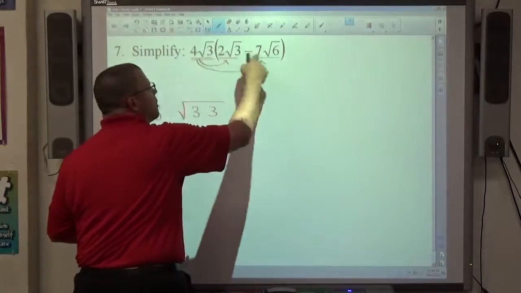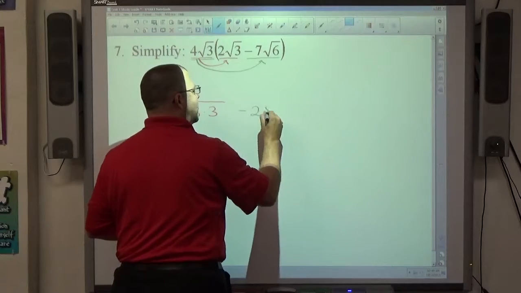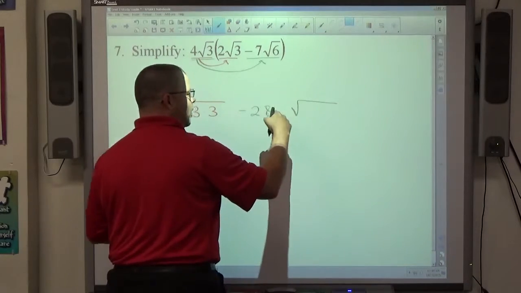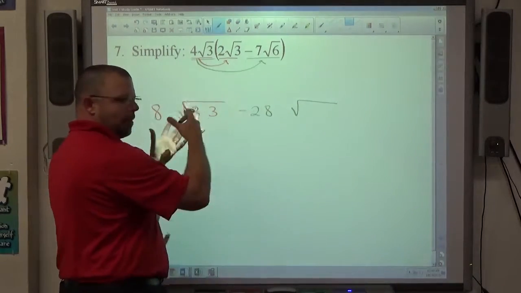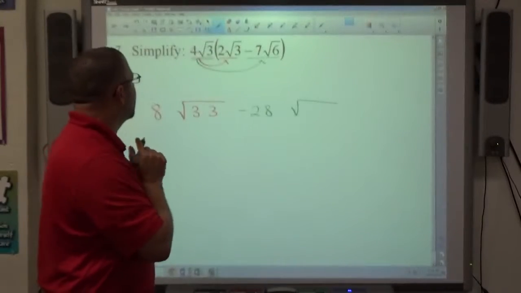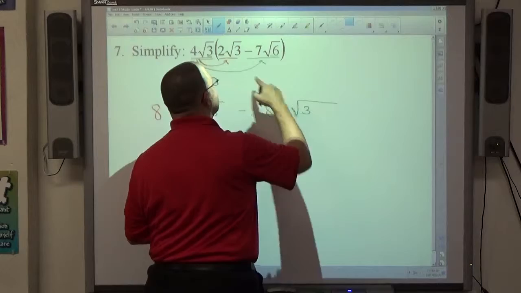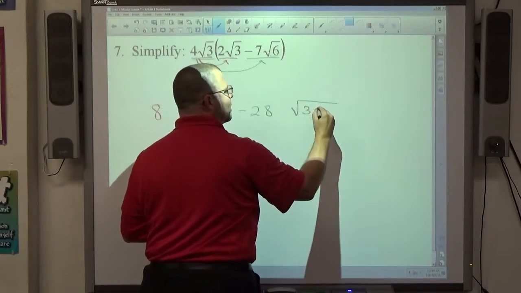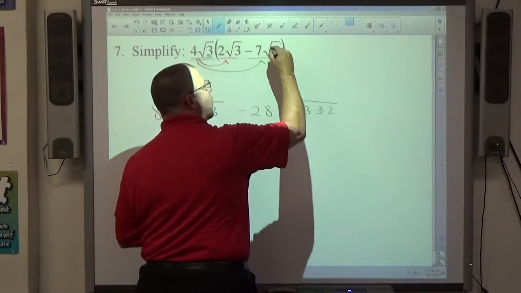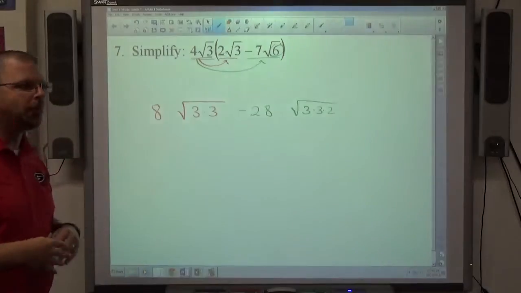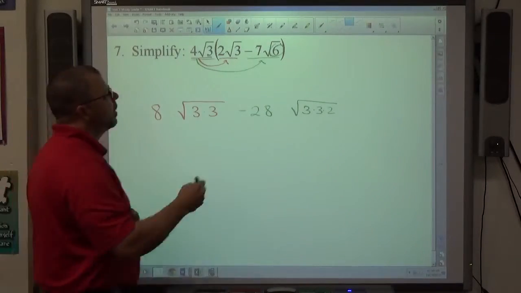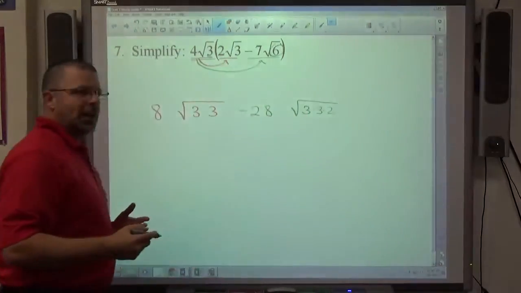When I do 4 times negative 7, I get negative 28. Notice that each time I leave myself some space there to allow myself to pull some things out of the radical. I got a 3 here and a 6 here, so that's 3, that 3 there, and then 6 is 3 times 2. Again, breaking down any composite number down to prime numbers if possible. Then I simply take out numbers that have pairs.